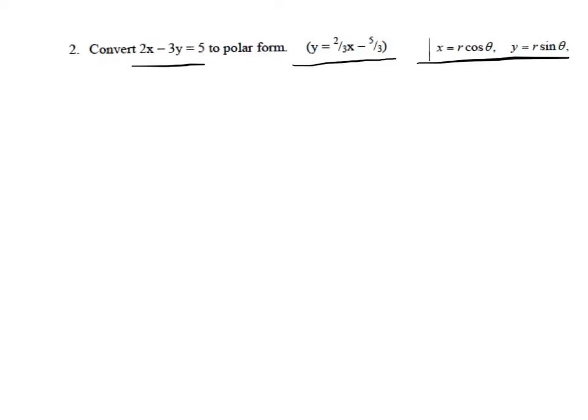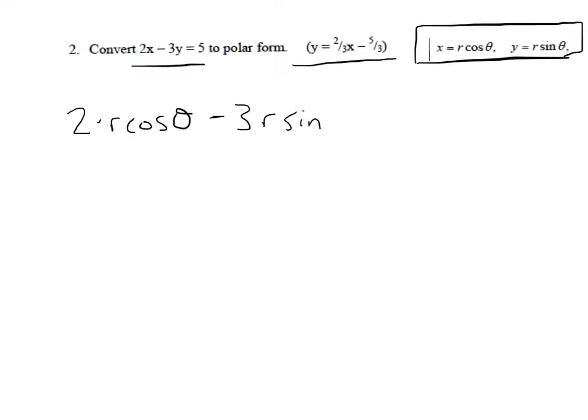The first thing that you're going to do is replace x and y with what we know they're equal to, and that is using the equations in the box right now. So instead of 2 times x, I'm going to have 2 times r cosine of theta, and instead of 3y, I'm going to have 3 times r sine of theta, and it's still going to equal 5. So I've just done some substitution.